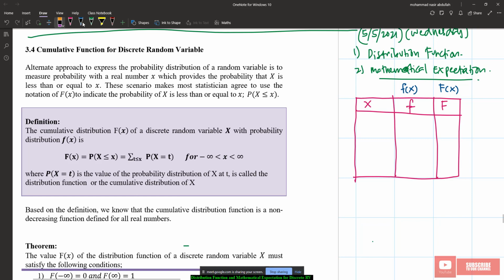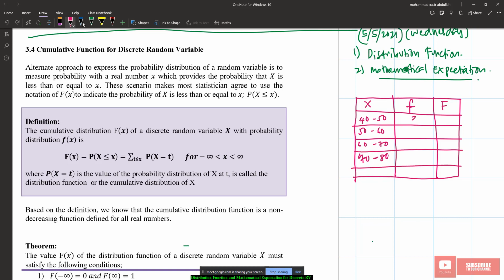And for the concept of cumulative frequency, let's say I put the classes as 40 to 50, 50 to 60, 60 to 70, 70 to 80, for example. For the frequency, I put it here: this is 2, 5, 6, and this is 4. So the total is, let's say, 17. This is the total. This is the frequency, right?